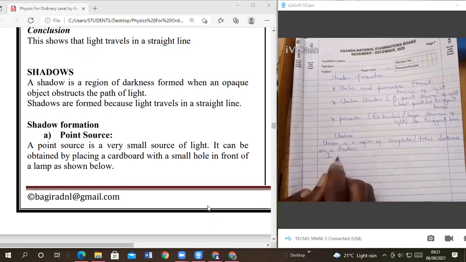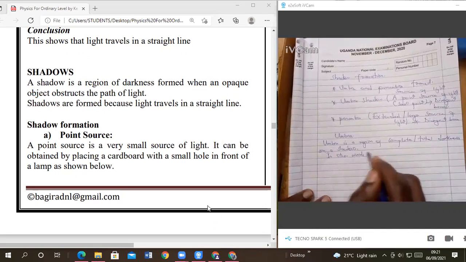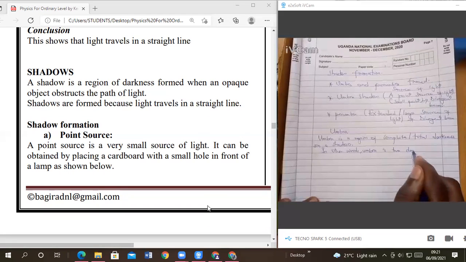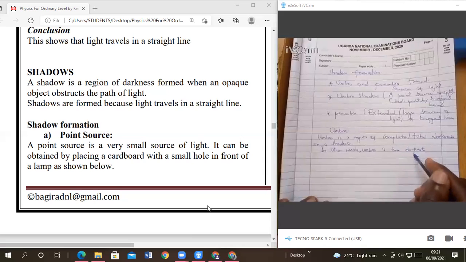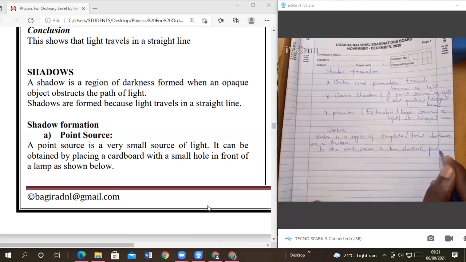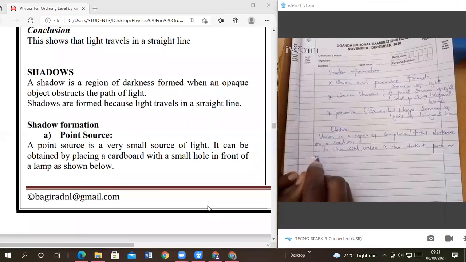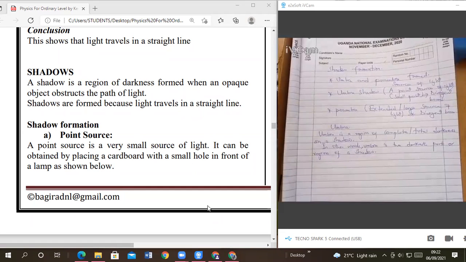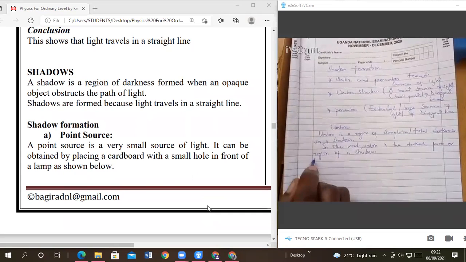In other words, umbra is the darkest part or region of a shadow. Of a what? Of a shadow. Okay? Full stop.